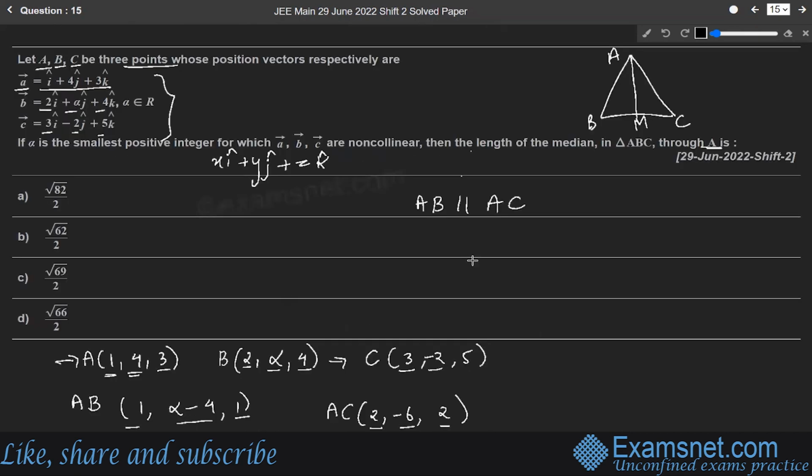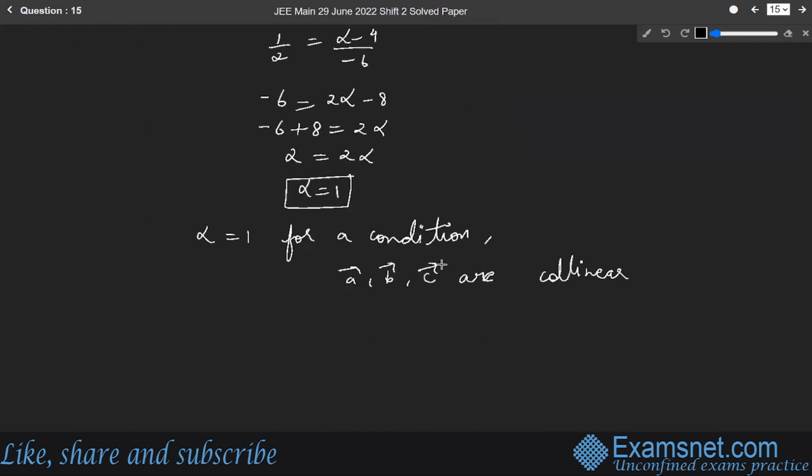Remember that we have to find the smallest value for which A, B, and C are non-collinear. And now we have the value for which A, B, and C are collinear, so the next smallest value will be 2. It means that at alpha equal to 2, vectors A, B, and C are non-collinear, since we know that at alpha equal to 1 these vectors are collinear. So the next possible value is 2, and it is the smallest value of alpha for which A, B, and C will be non-collinear. So we can say that vectors A, B, and C are non-collinear if alpha is equal to 2, which is the smallest possible integer.